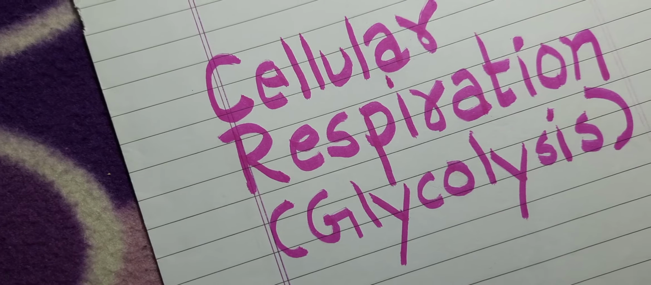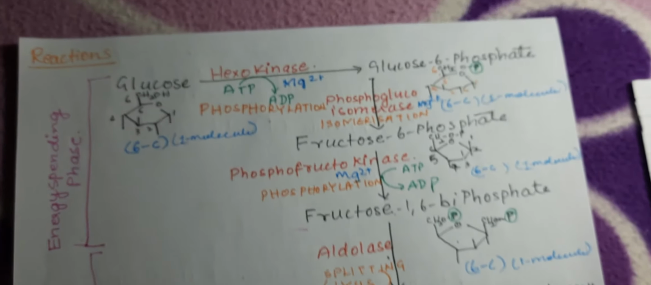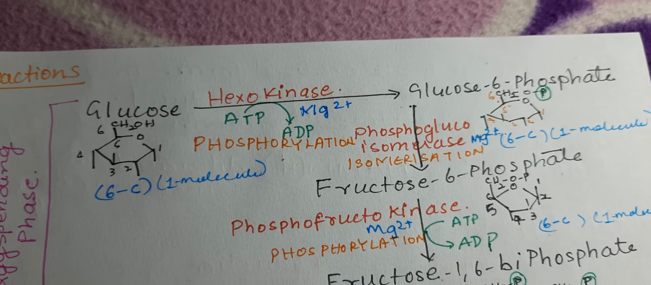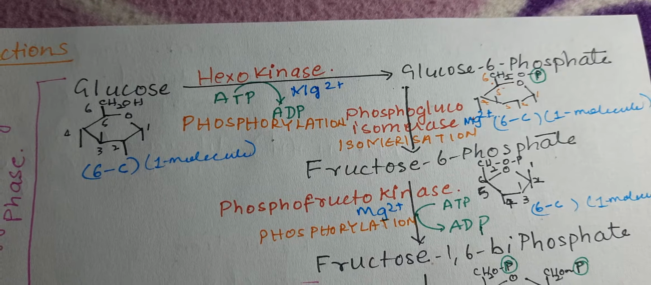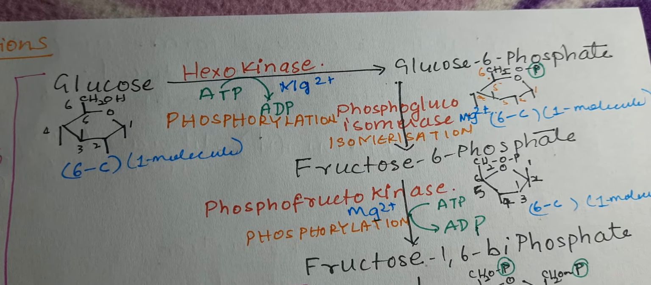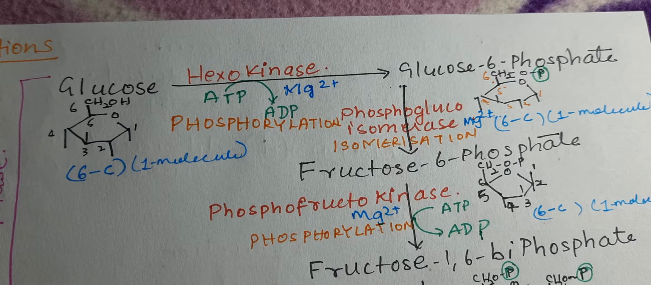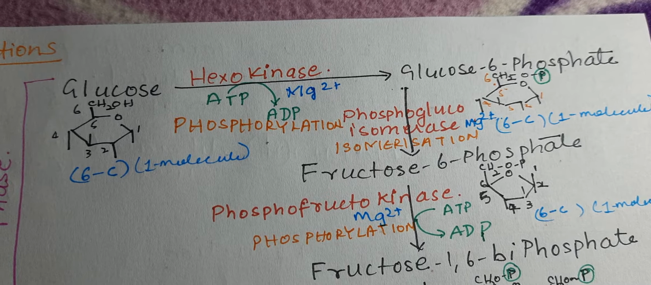So we'll be discussing now the reactions of glycolysis. You can see these are the reactions of glycolysis. So come to the first reaction. We have glucose in the cell, which is present in the cytosol, and glucose is converted into glucose 6-phosphate. So what is happening? Phosphorylation is occurring.